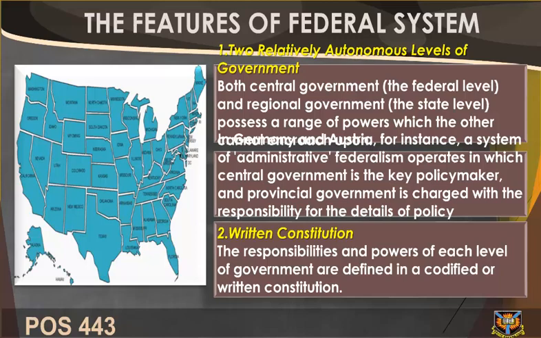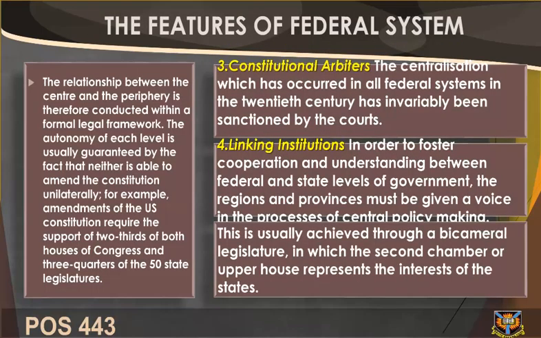Number 2. Written constitution. The responsibilities and powers of each level of government are defined in a codified written constitution. The relationship between the central and the periphery is therefore conducted within a normal legal framework. The autonomy of each level is usually guaranteed by the fact that neither is able to amend the constitution unilaterally. For example, amendments of the U.S. Constitution require the support of 2/3 of both houses of Congress and 3/4 of the 50 state legislatures.